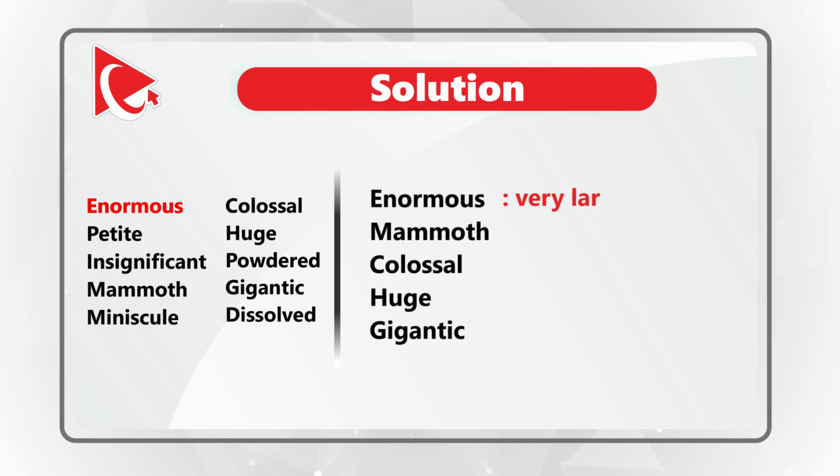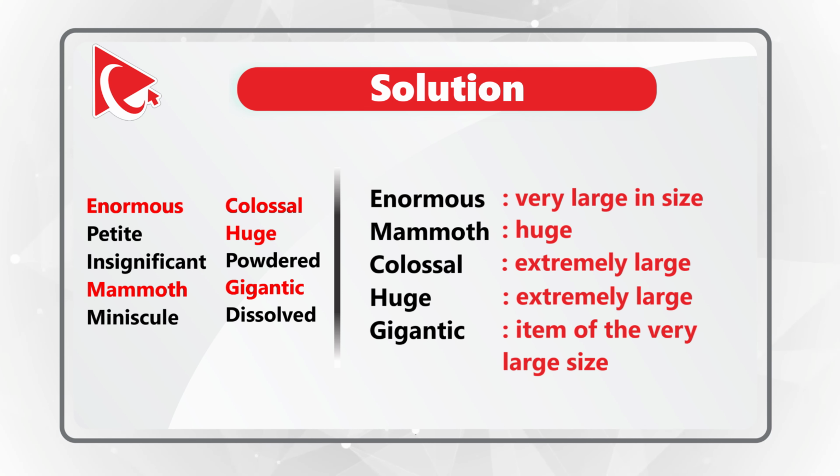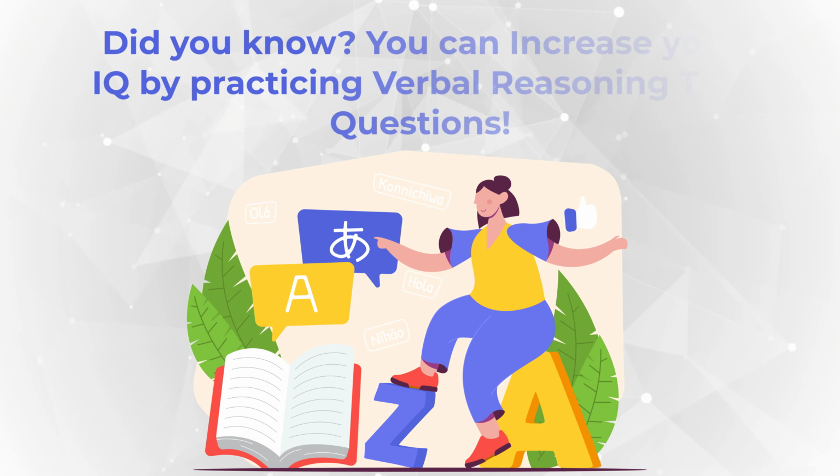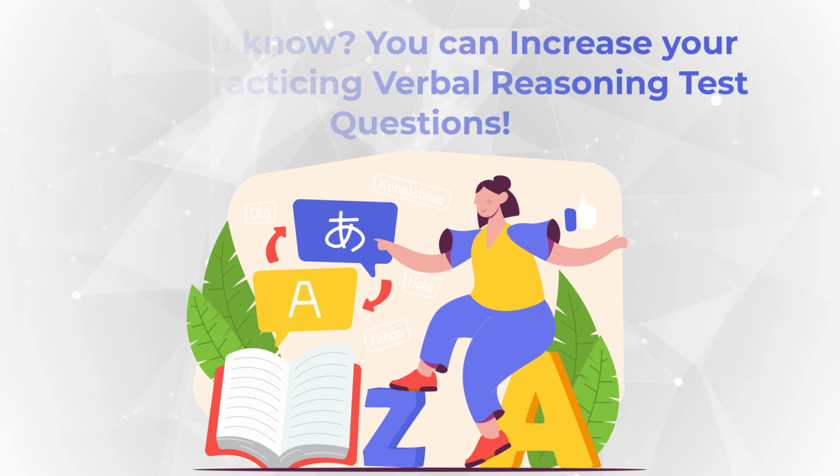Enormous means very large in size. Mammoth means huge. Colossal means extremely large, as well as the word huge has a similar meaning of extremely large. And then finally, the word gigantic means item of a very large size. And finally, something you may or may not know. Practicing questions like this not just helps you increase your English dictionary, but also increases your IQ.